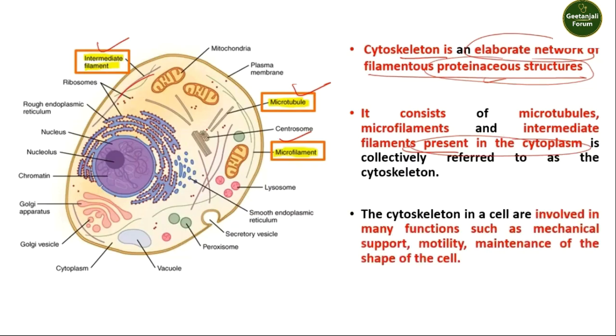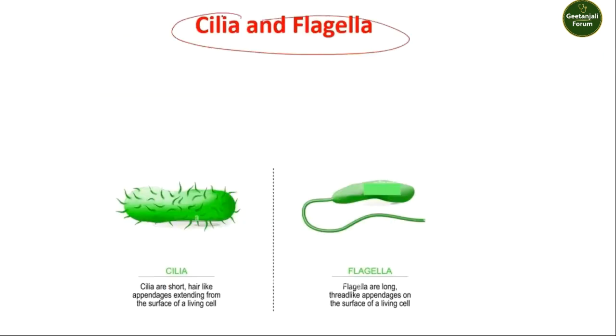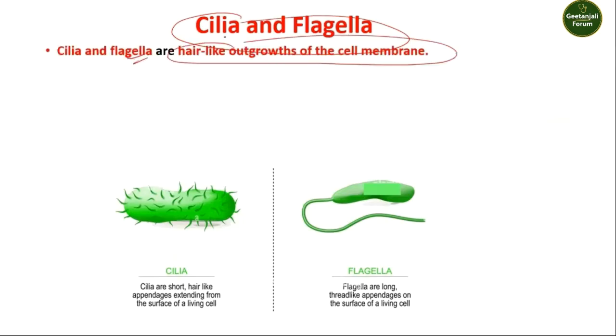Now their function. They are involved in many functions like mechanical support. They provide mechanical support to the cell and motility. They support the movement in the cell. Also, shape of the cell is also maintained by it. Next is cilia and flagella. The cilia and flagella are hair-like outgrowths of the cell membrane. They are outgrowths of the cell membrane itself.